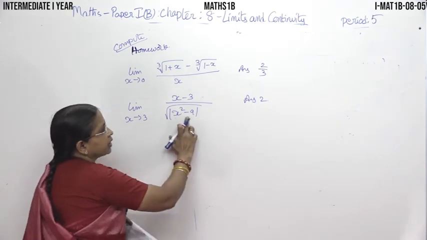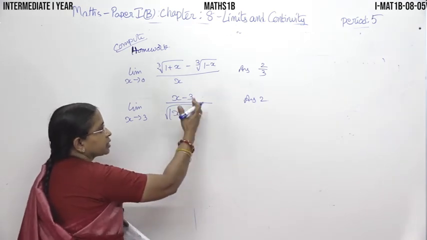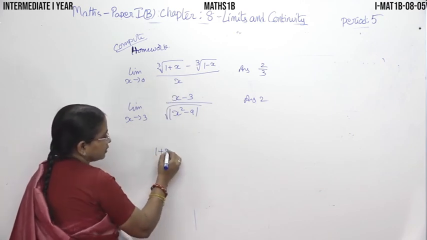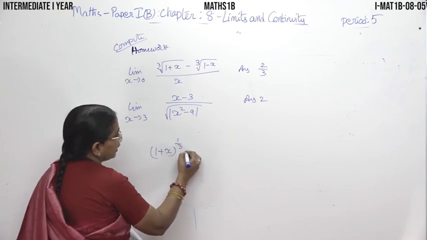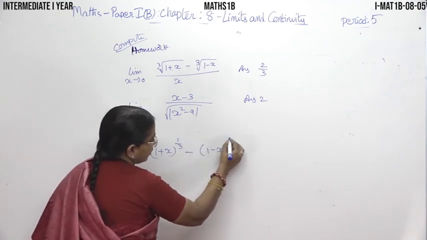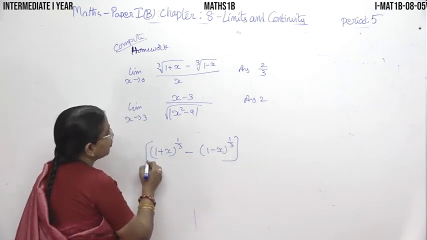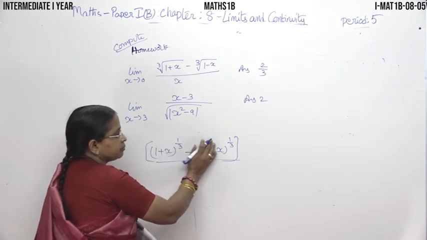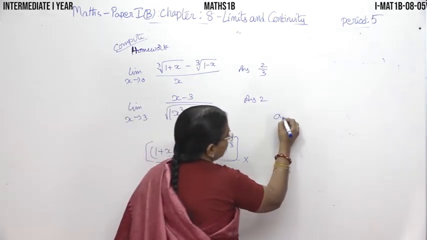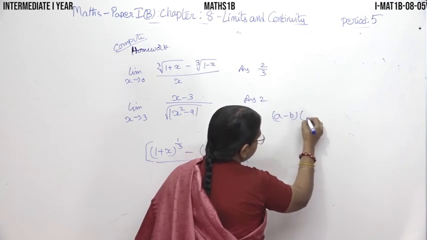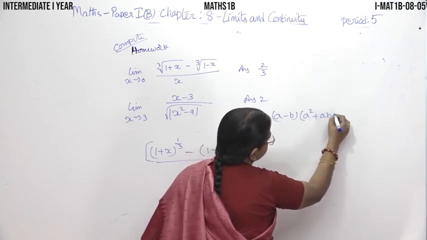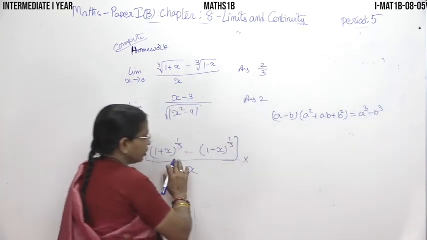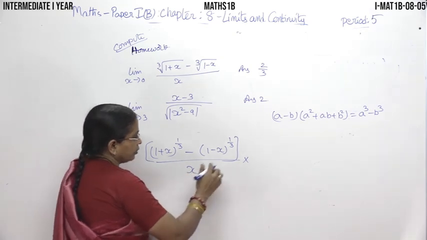This you can write x minus 3 into x plus 3 and then rationalize and you can do. Okay. Now this problem actually you can also do like this. 1 plus x whole power 1 by 3 minus 1 minus x whole power 1 by 3. So this is in the form a minus b. This you can also rationalize. Multiply and divide by, you have this formula: a minus b into a square plus ab plus b square is equal to a cube minus b cube. You can use this formula also in this case. You need not use that standard form.